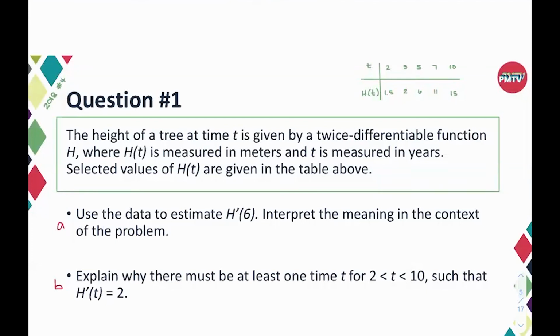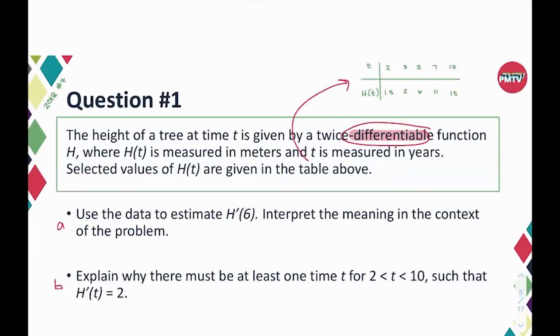So this question stem looks like this. The height of a tree at time t is given by a twice differentiable function, h, where h of t is measured in meters and t is in years. Selected values of h of t are given in the table above. Now, this is always really great wording to read. We like to read this word differentiable because then we know that this function is also continuous. So there are our conditions right there. We know that this function is continuous because it is differentiable on the interval that we're given. We remember that a function has to be continuous in order to be differentiable. So we already know our conditions are checked.